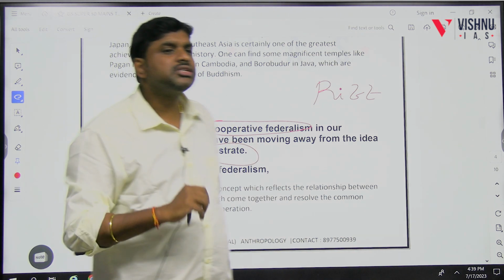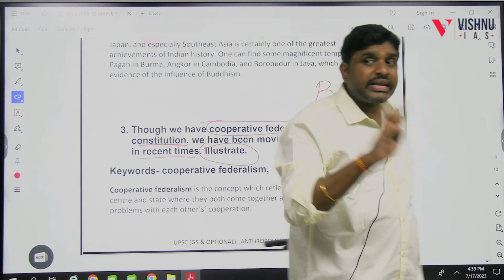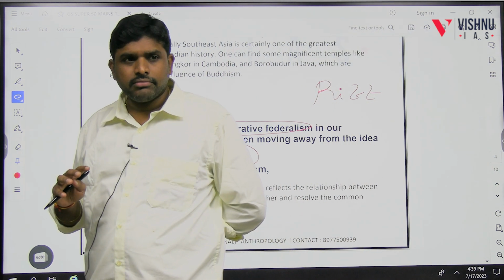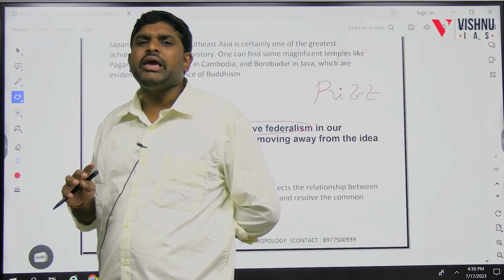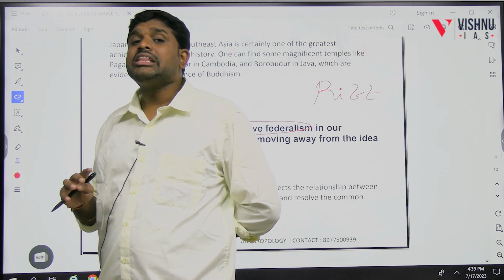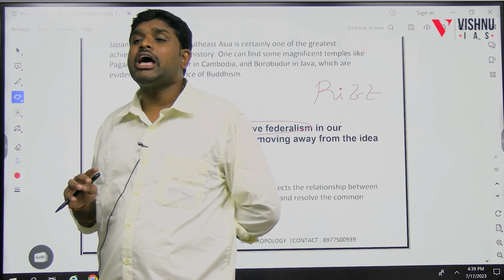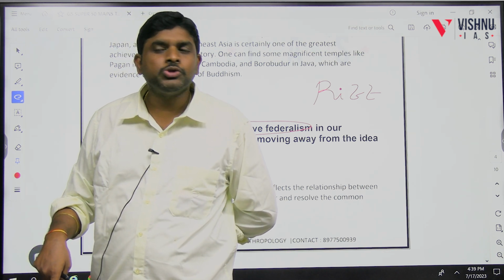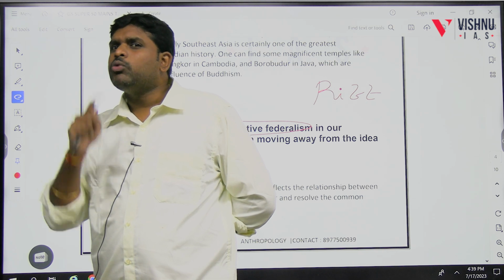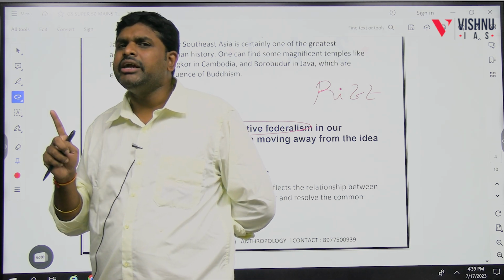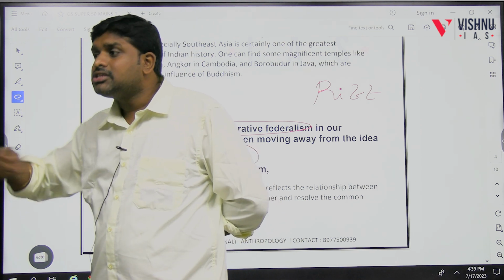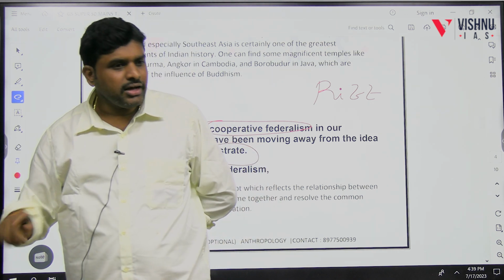Any more rift between the center and the state? Recently, a current affair: West Bengal claimed that we don't want CBI's entry into West Bengal. Tamil Nadu also said that we don't give any consent, we don't want the CBI to enter into state issues. Why? Because they are tilted towards the central government, they are not acting independently, hence we are not allowing the central institutions into the state. This is creating a rift between the center and the state.